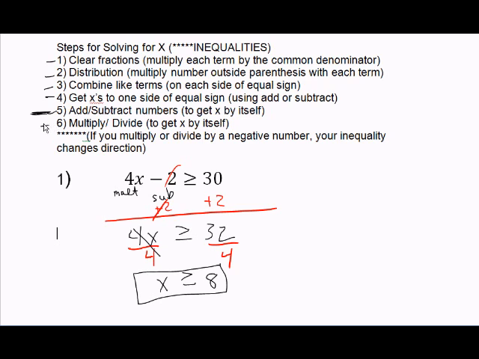Now, on the last step, step 6, it says multiply or divide. We divided by 4. But there's little stars here that say, right here's the stars, if you multiply or divide by a negative number, your inequality changes direction. We did not multiply by a negative number, so our inequality is okay. It's staying in the same direction. Let's try the next problem.